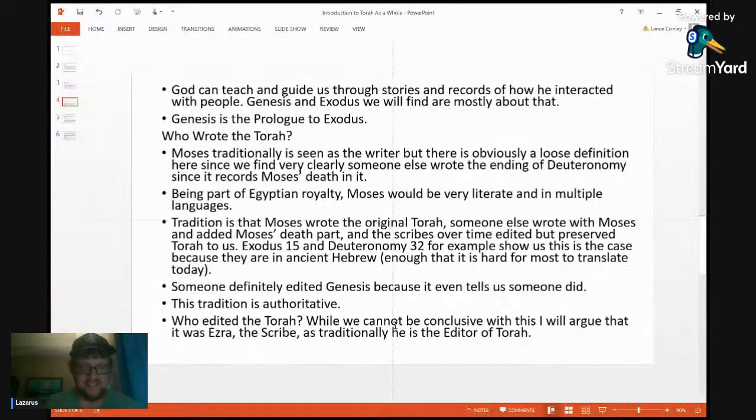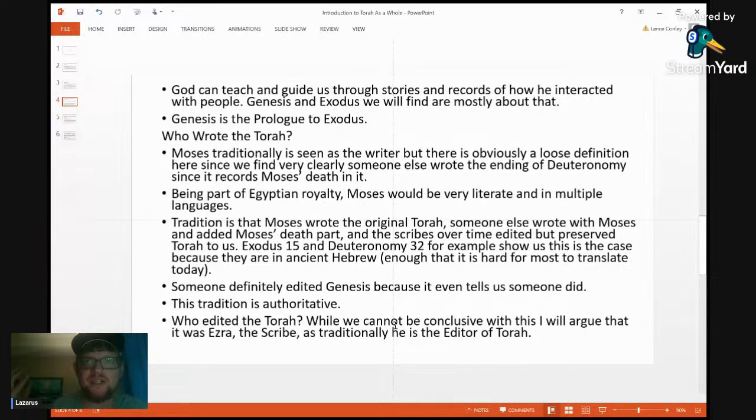So who edited the Torah? While we can't be conclusive with this, I'm going to pretty consistently argue that it was Ezra the scribe, as traditionally he is the editor of the Torah. So if I say something about that, you'll usually hear me say Ezra is responsible for it. You people can argue that, and it's fine. There's no conclusivity to it. It's just that for easy sakes and purposes, if someone asked who was the editor, I'm probably going to say Ezra.